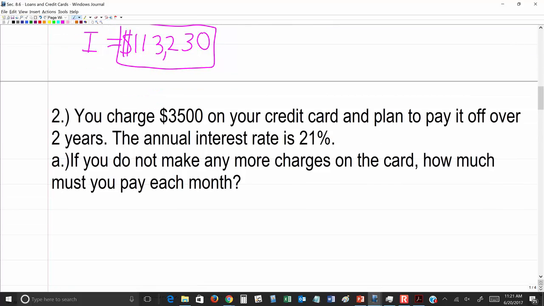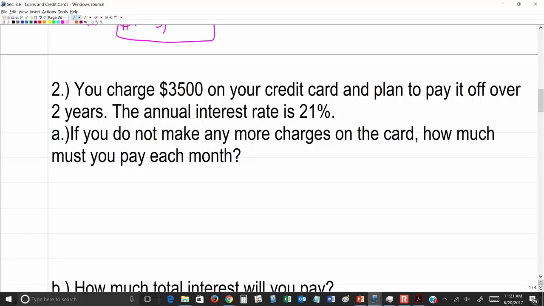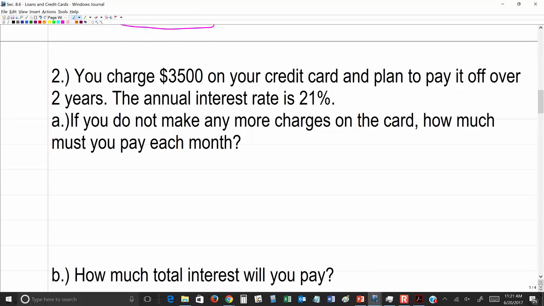Okay, number 2, you charge $3,500 on your credit card and you plan to pay it off over 2 years. The annual interest rate is 21%.